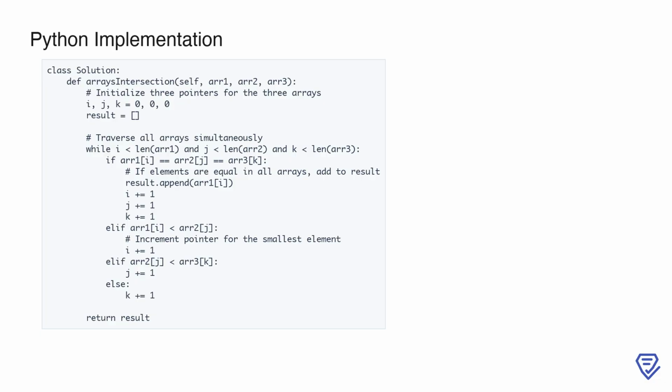5. Result return. Once the loop ends, the result list contains all elements common to all 3 arrays, which is returned as the output. This approach leverages the sorted order of the arrays, ensuring only a single pass through all 3 arrays with a time complexity of O(n1 + n2 + n3), where n1, n2, and n3 are the lengths of the respective arrays. This is significantly more efficient than a brute force approach, especially for larger arrays.